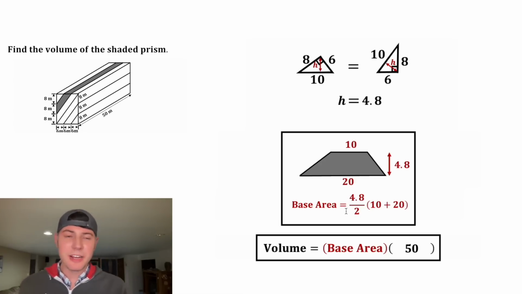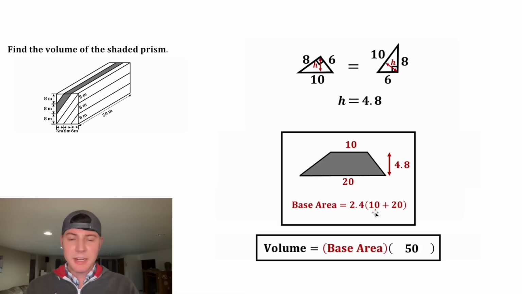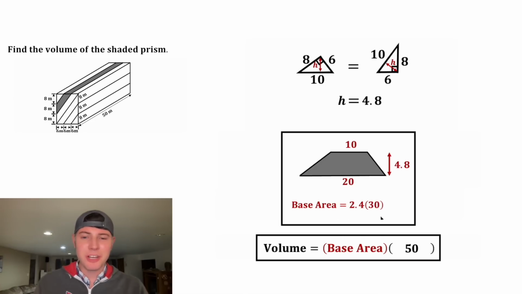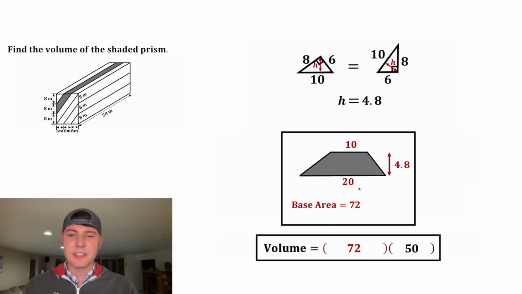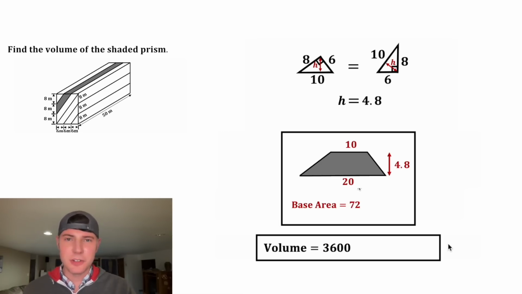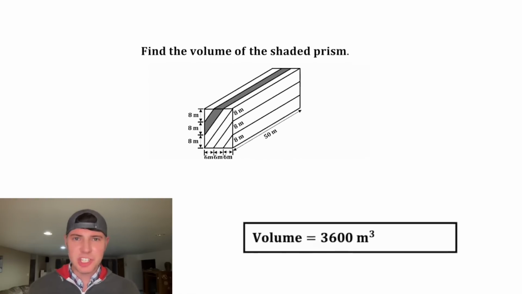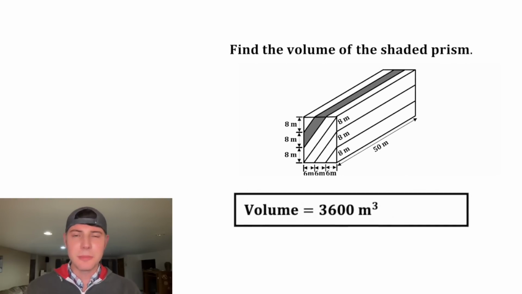And now we're ready to find our base area. 4.8 divided by 2 is equal to 2.4. And inside the parentheses, 10 plus 20 is equal to 30. And then 2.4 times 30 is equal to 72. So we can update this base area to be 72. And now we have our volume. We do 72 times 50 to get 3,600. And we give it a label of meters cubed. The volume of this shaded prism is 3,600 meters cubed.